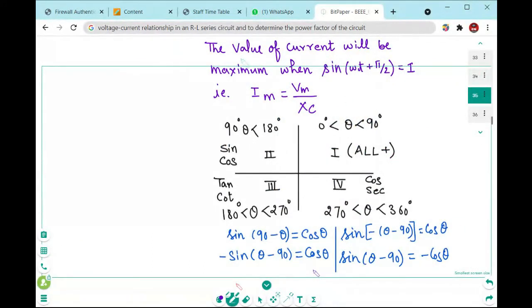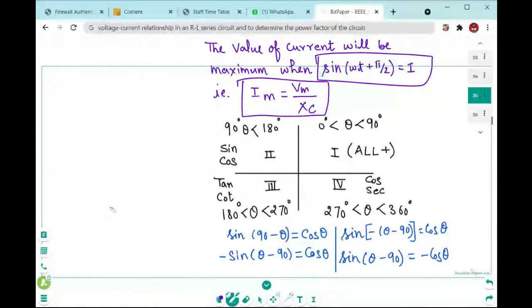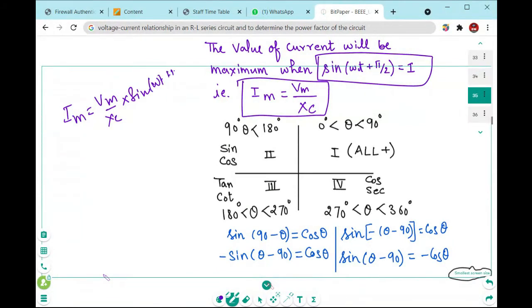Now after this, we have to find out the maximum current value. Okay, so how to find out this maximum current value? The maximum current value will be calculated if sine of omega t plus pi by 2 is equal to 1. Okay, so we will put that value. This Im is equal to Vm upon Xc into sine of omega t plus pi by 2, that should be equal to 1. So we will put this value 1 right here, and we will find out the maximum value of this current.